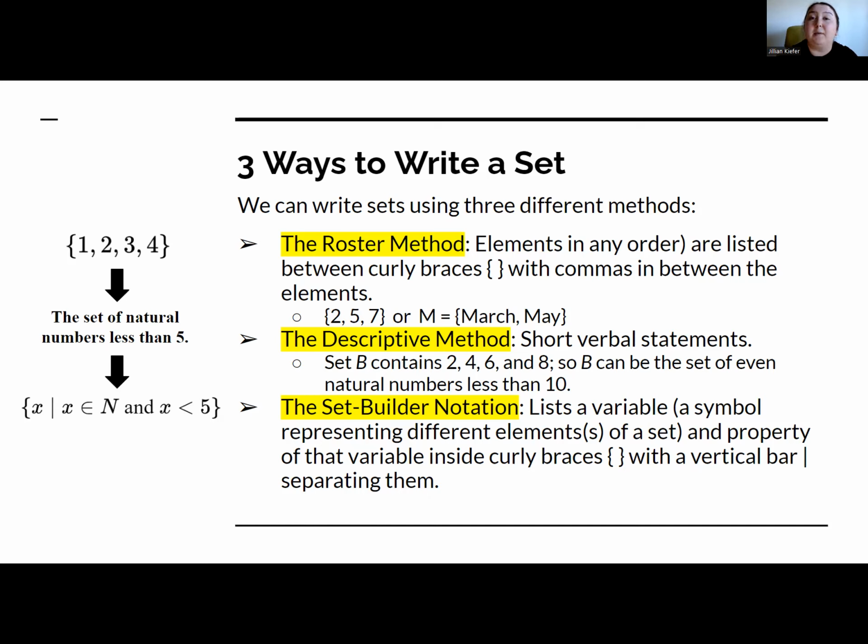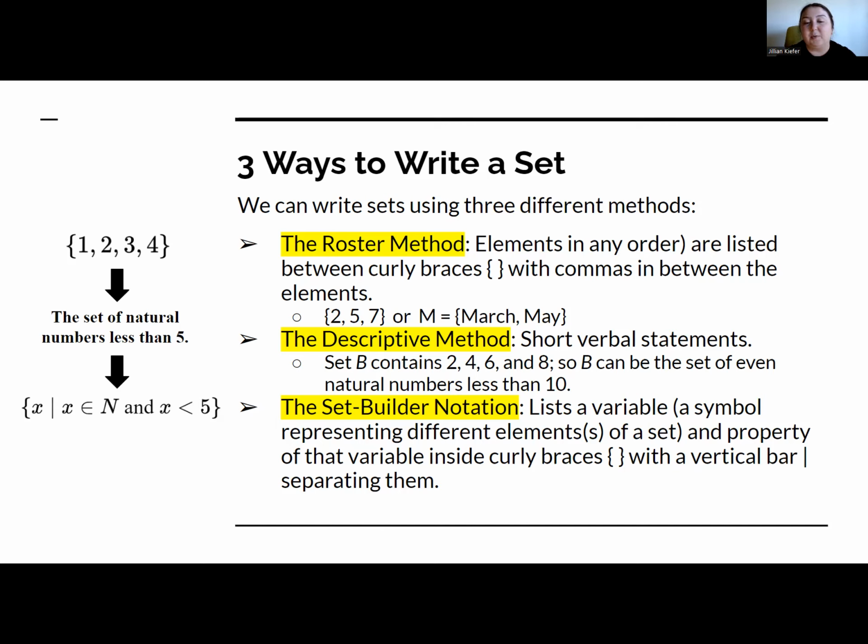Often it's something like M, so now we're labeling the set. We're saying set M is equal to the set March and May. March, comma, May. Two elements listed within curly braces with a comma in between. So the roster method is the most common that you will see. It is used a lot, although it's not the only one.